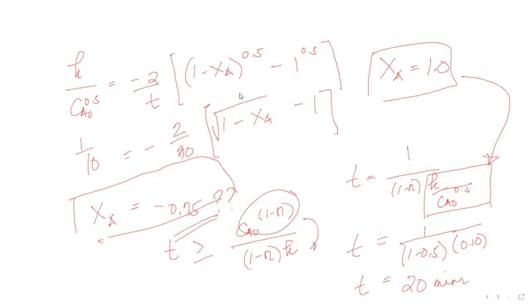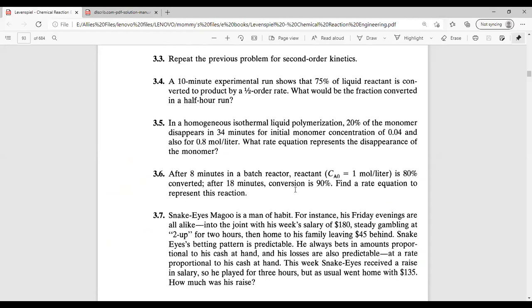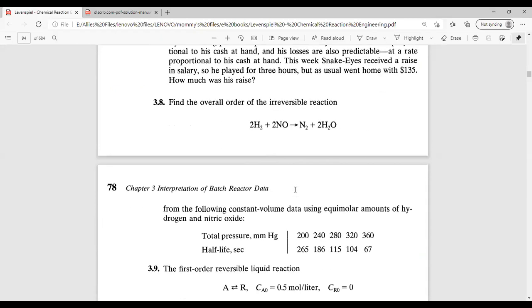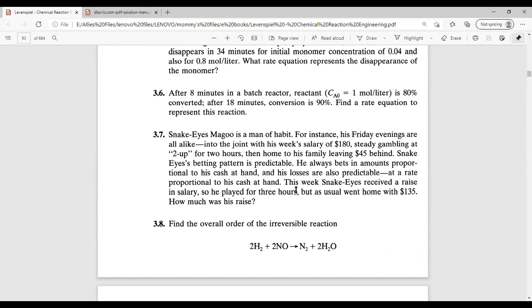Okay, so I'll go back to Levenspiel. There aren't any questions here, and let's pick another problem. This is problem 3.6. It's easy. After an 8-minute run in a batch reactor, your CA0 for a reactant which started with 1 mole per liter is 80% converted. After 18 minutes, the conversion is 90%. You are to find a rate equation to represent this reaction.